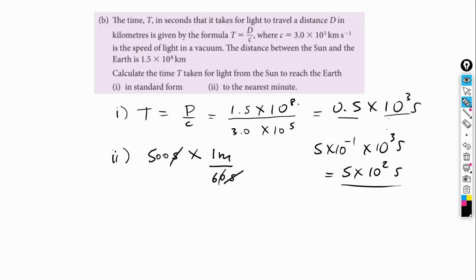So notice that we can cancel out a 0 here. 50 divided by 6. The closest minute to this will be 8. So this is approximately, notice that we don't use the straight equal sign, but these curvy equal signs, which mean approximately 8 minutes.